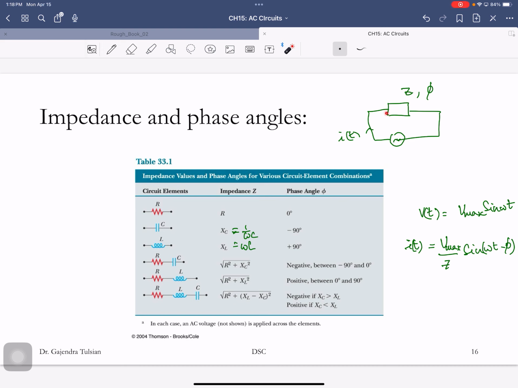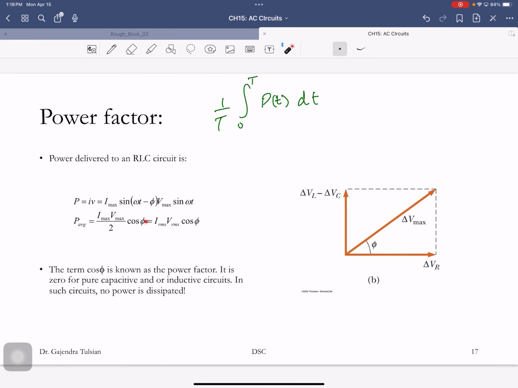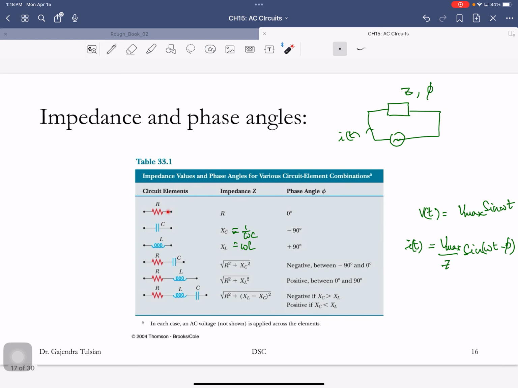So if your load is a purely capacitive or a purely inductive load, phi is either minus pi by 2 or pi by 2. So if you connect a pure capacitor and an inductor to an AC circuit, nothing gets cooked. When is maximum power transfer happening? When phi is 0. For a purely resistive circuit, that's when the maximum cooking happens.